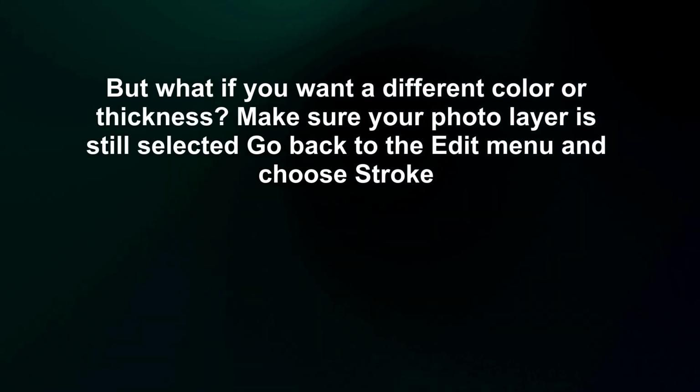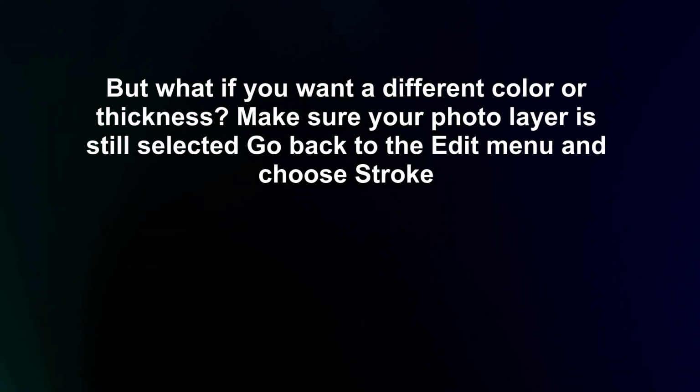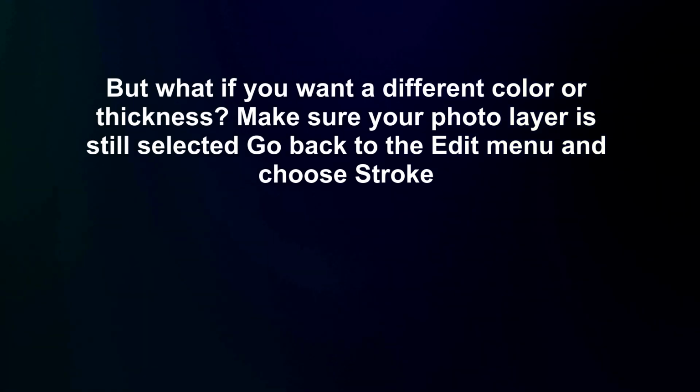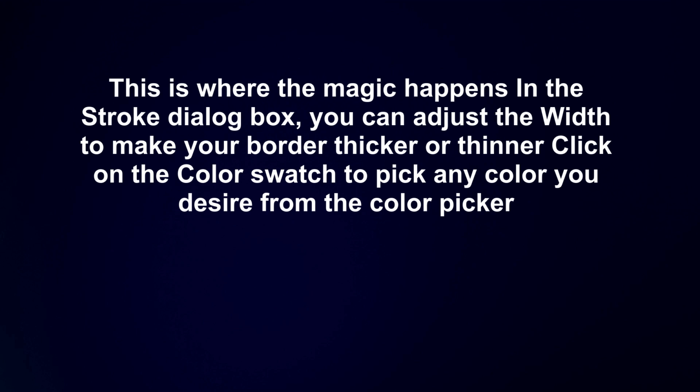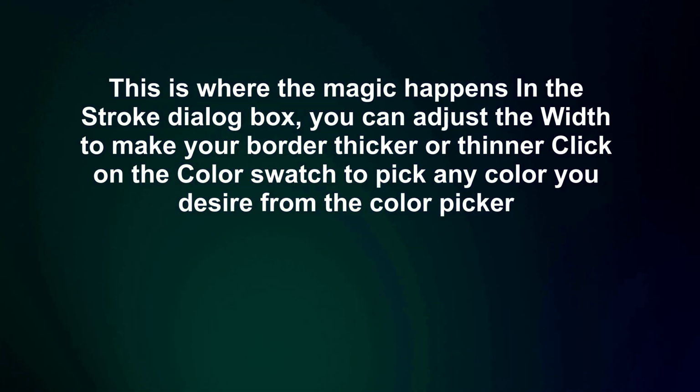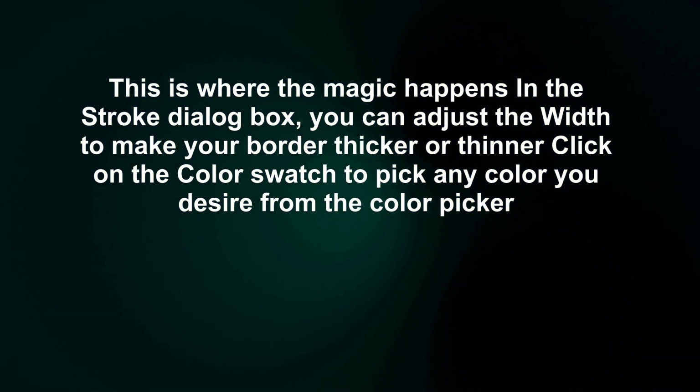But what if you want a different color or thickness? Make sure your photo layer is still selected. Go back to the Edit menu and choose Stroke. This is where the magic happens. In the Stroke dialog box, you can adjust the width to make your border thicker or thinner.